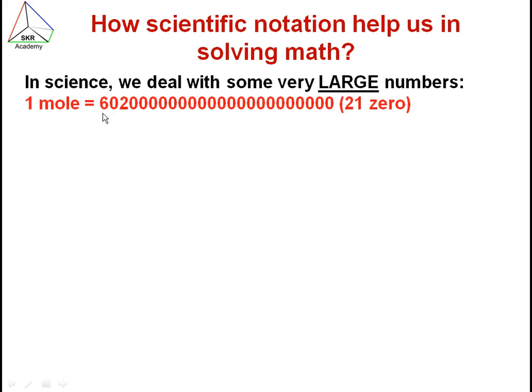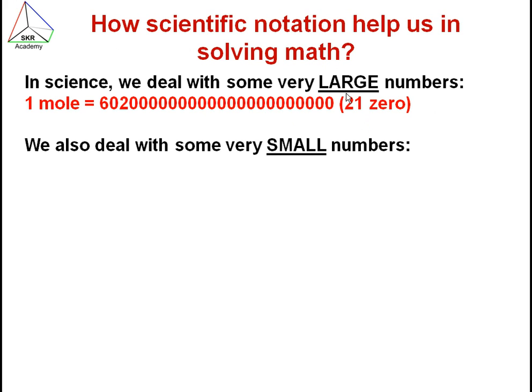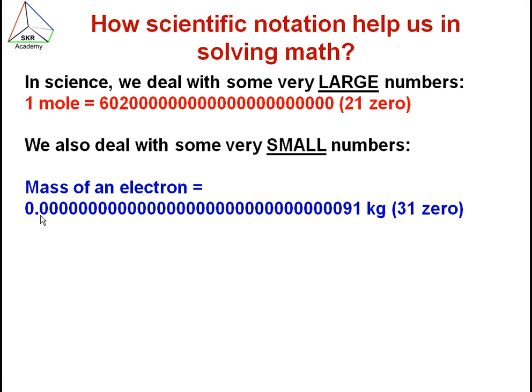For example, 1 mole is equal to 602 followed by so many zeros, 21 zeros actually. In the same way, we also deal with some very small numbers. For example, the mass of an electron, which is equal to 0.0000031 and then 91 kilogram. So you can see how small the weight of an electron is.